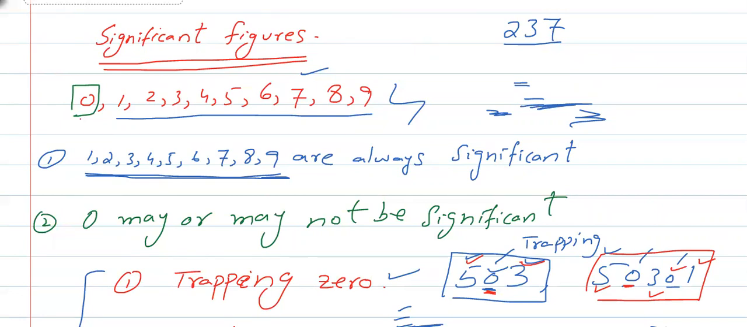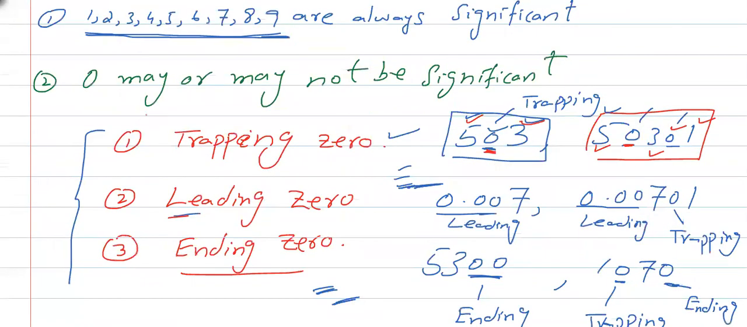Now, 0 can be significant or cannot be significant. But to understand that, we need to understand these definitions. We need to understand about the trapping 0, the leading 0, and the ending 0.